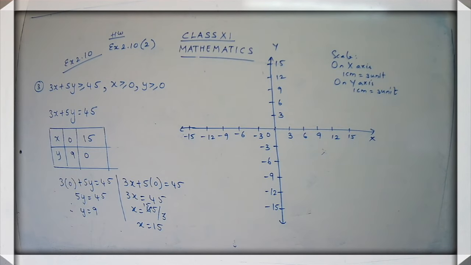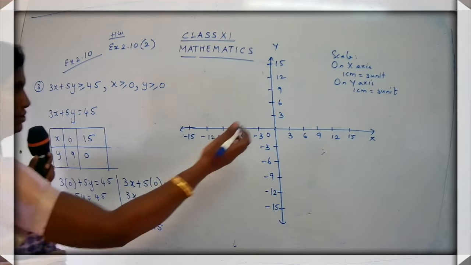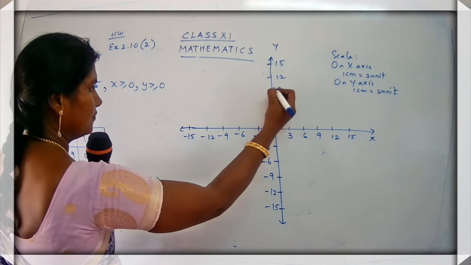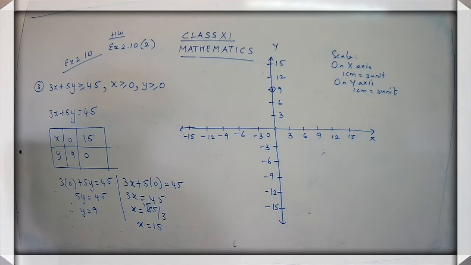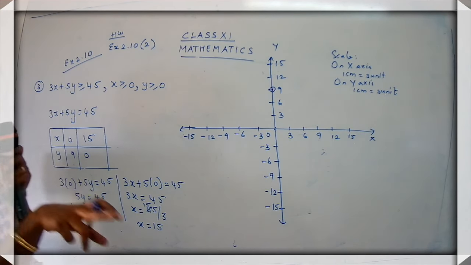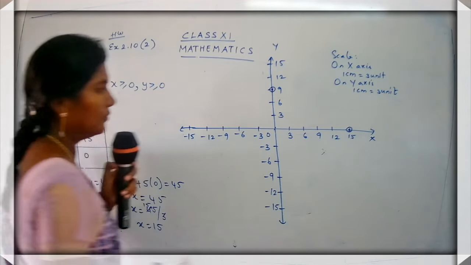Okay. Now let's move further. I'm just going to plot the points over here. So first one is 0, 9. Where is 0, 9? That means you have it on the y-axis. So 0, 9, somewhere here. Then 15, 0. 15, 0 means you have the value for x coordinate and you don't have the value for y coordinate. So it will be lying on the x-axis itself. So here 15, 0. Plot here properly.